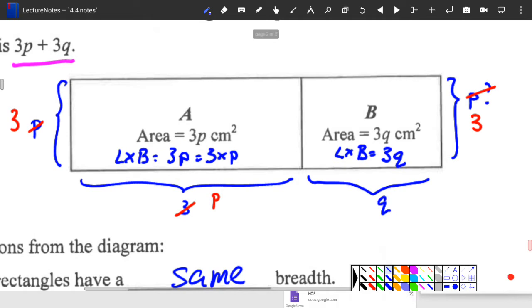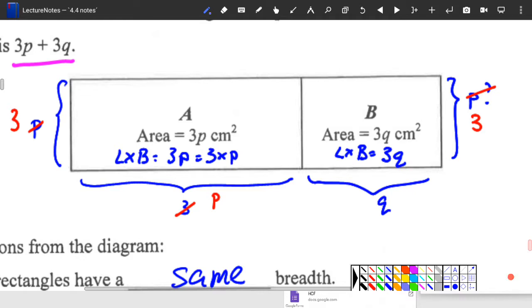All done? Did you just label the diagram, right? So it's not P. We thought it's P, but it's not P because it must have the same breadth. So it must be 3 mark. What's length times breadth?